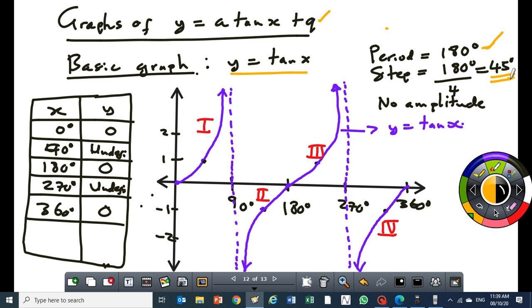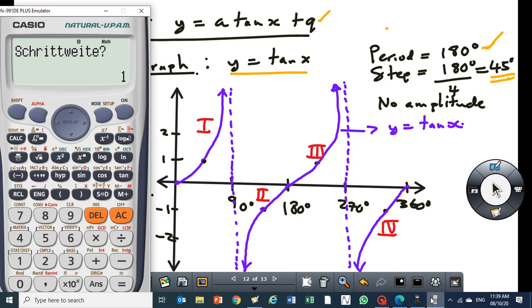Where it says step here, you put what? 45. Please do me a favor. As I'm doing it, you must also be doing it. The only way you can master how to use the calculator is by using it. So press equals there. Then it gives you that table.